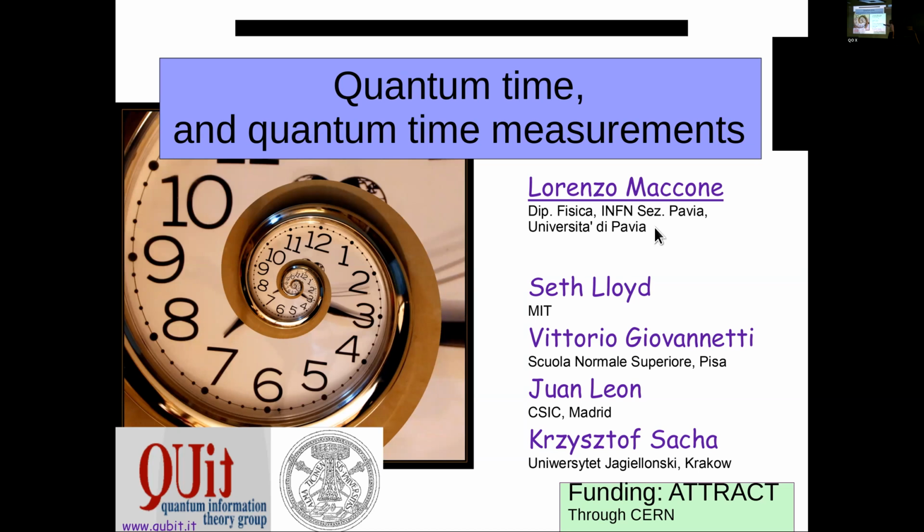So I'm going to talk about quantum time and quantum time measurements. The main part of the talk is work in collaboration with the previous speaker, Chris Saha.